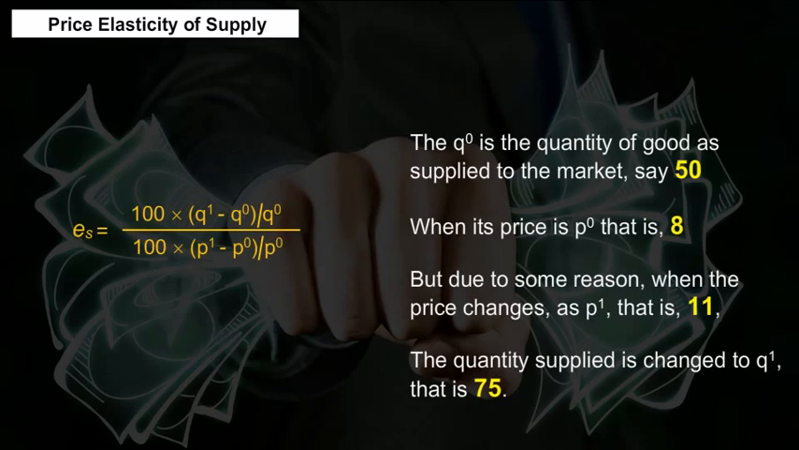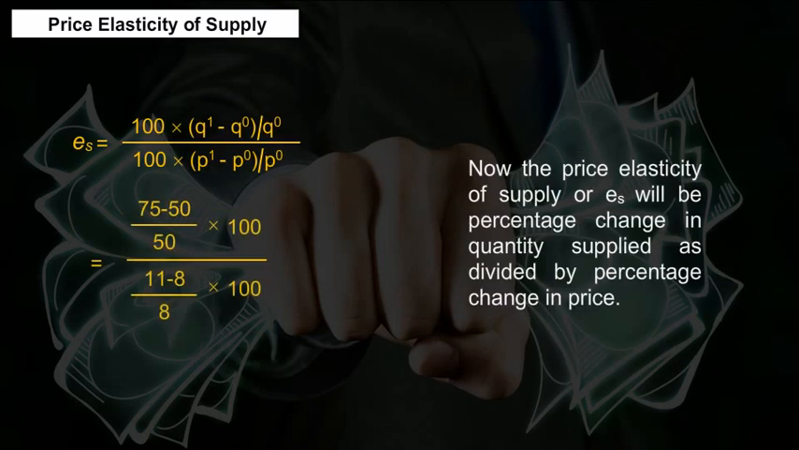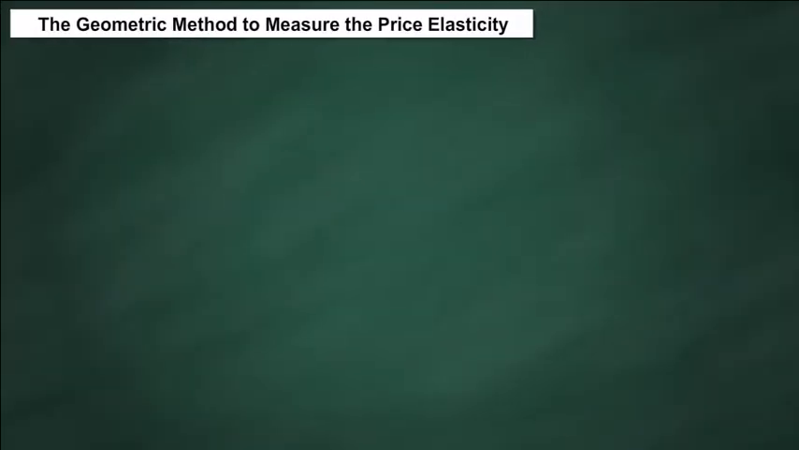Q0 is the quantity of good supplied to the market, say 50, when its price is P0, that is 8. But due to some reason, when the price changes to P1, that is 11, the quantity supplied changes to Q1, that is 75. Now the price elasticity of supply, or ES, will be the percentage change in quantity supplied divided by the percentage change in price. The geometric method to measure the price elasticity.